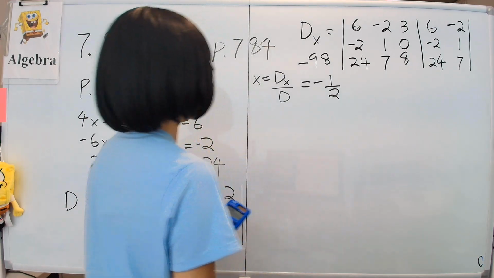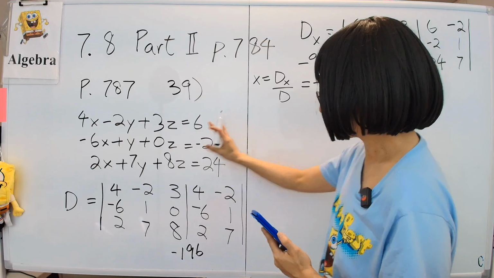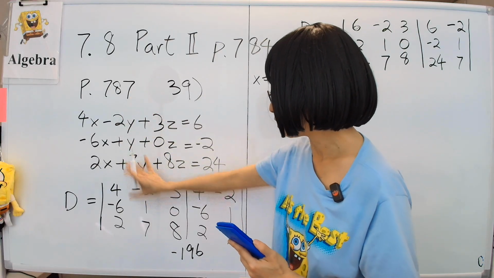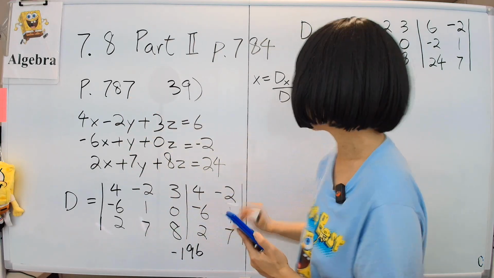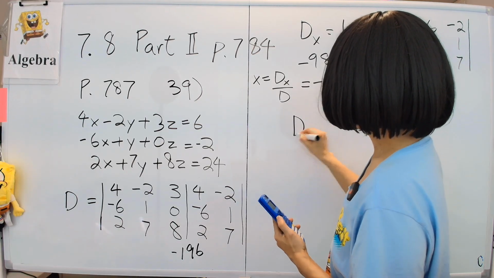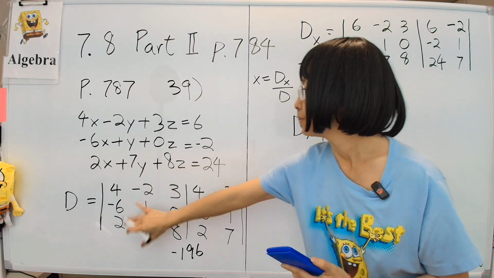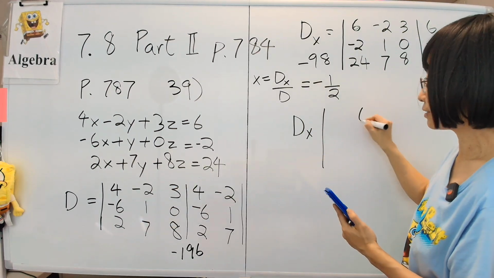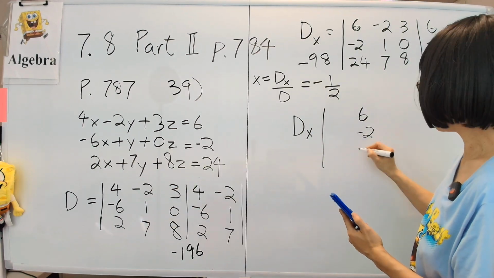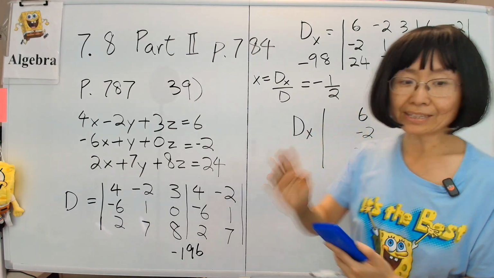Next, let's do the dy. Now dy would be using these three numbers and replacing the y column of numbers, which is the middle one. So we will write down dy. To calculate dy, we write down the first row as the original, and the second row we will write down the 6, minus 2 and 24. And then I will write down the rest of these things.